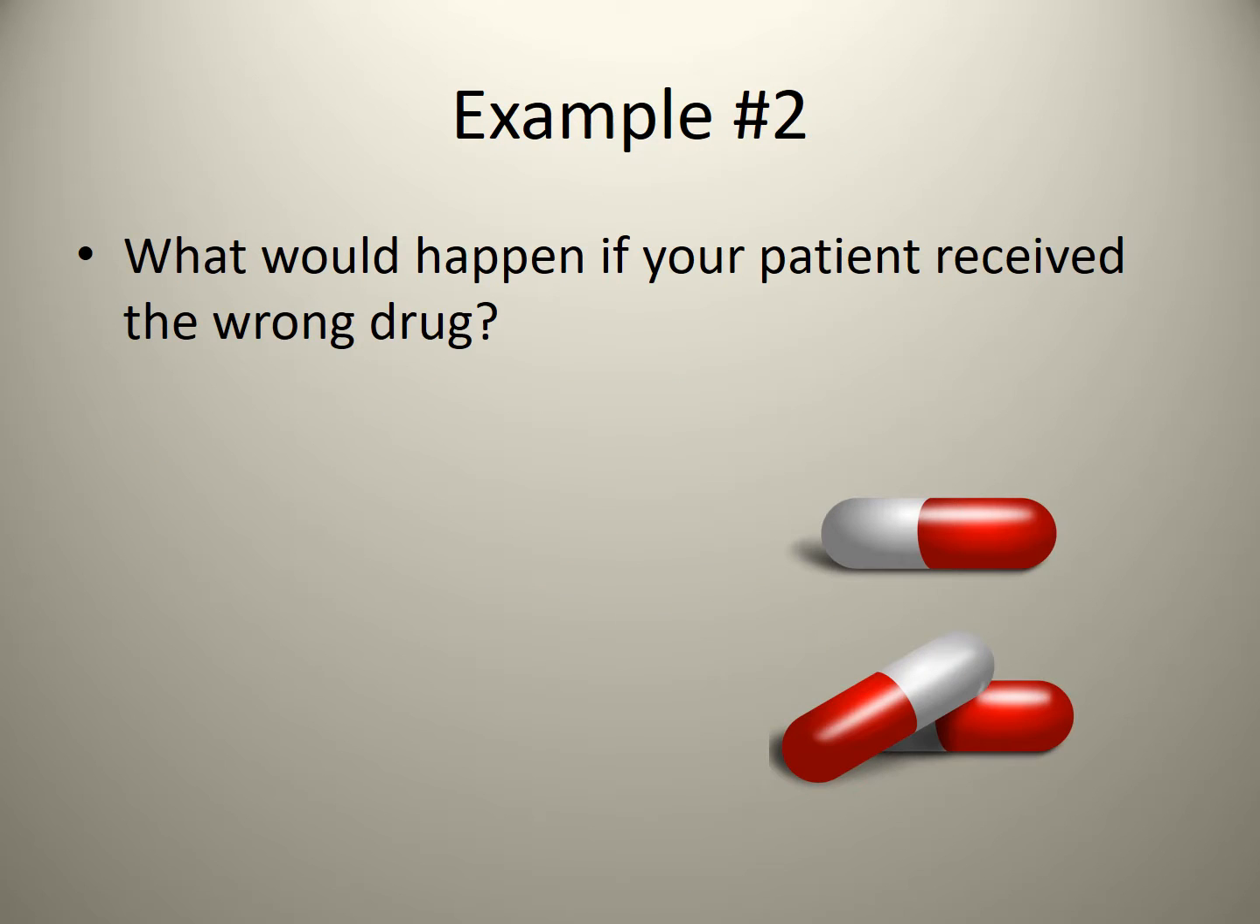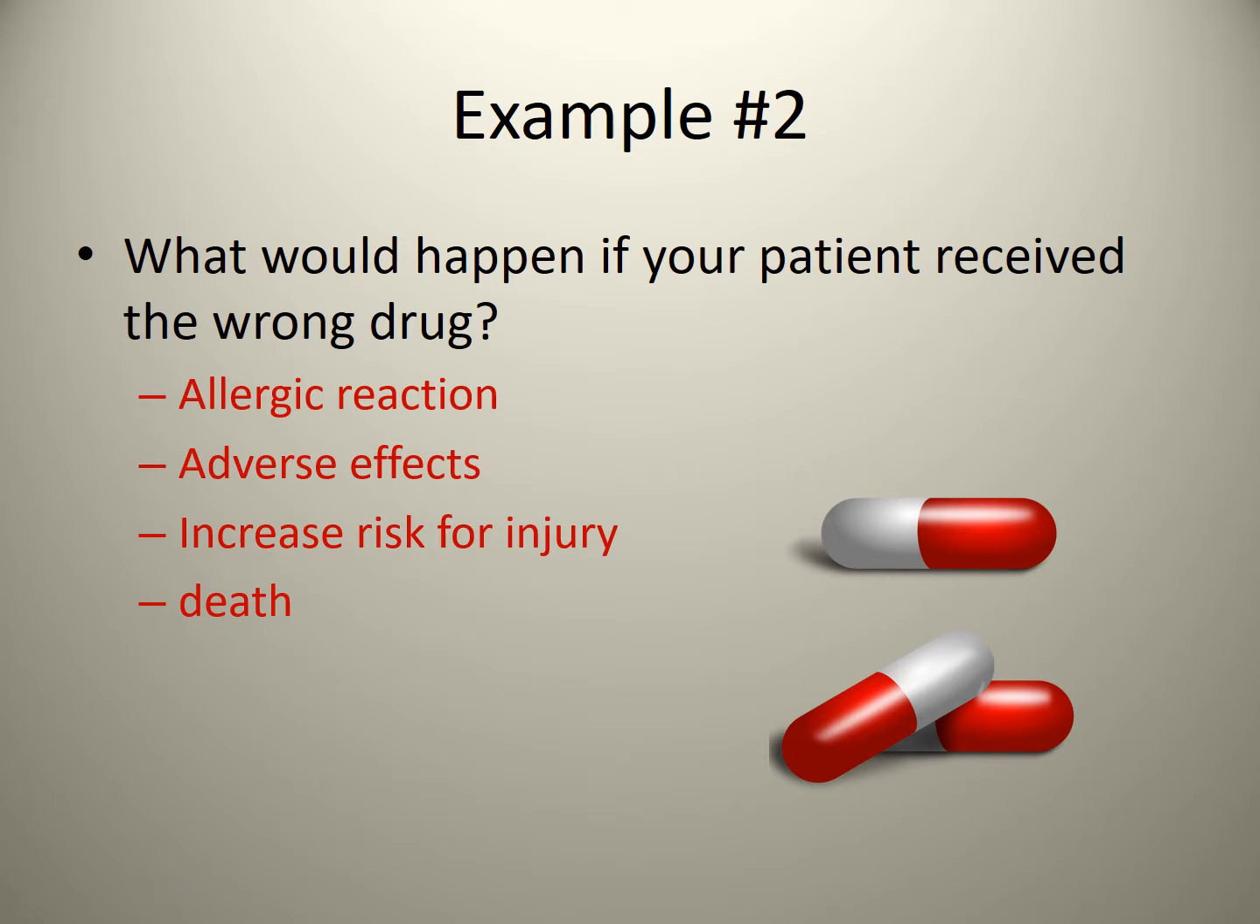Example number 2. What would happen if your patient received the wrong drug? Again, they could get an allergic reaction, possibly a severe anaphylactic reaction. The patient could experience adverse effects or side effects from the drug, especially considering that they're not used to taking the medication. Again, the side effects could include faintness, dizziness, putting them at risk for falls. Death could even occur once again from getting the wrong medication.